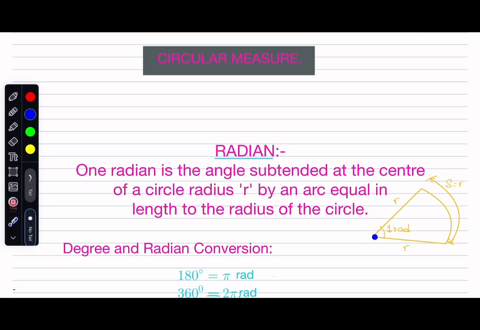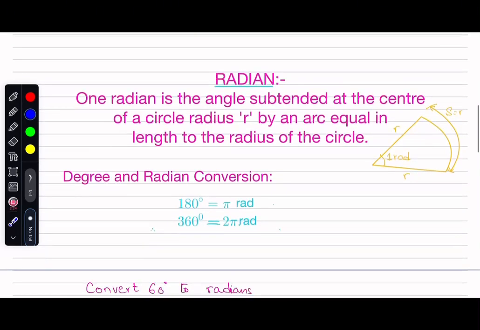So if this is the center of the circle with radius r on both the sides, so it's the angle subtended at the center of a circle radius r by an arc equal in length to the radius of the circle. So this is the arc length which should be equal to the radius of the circle to give us a 1 radian. So radian is basically a measure for the angle subtended by the two radii starting from the center of the circle.